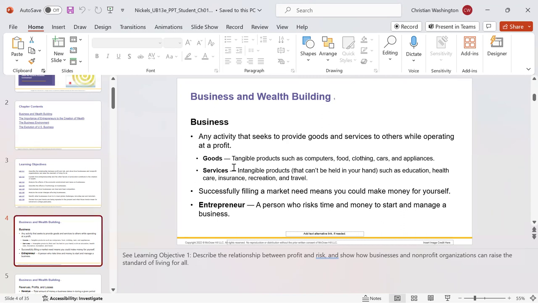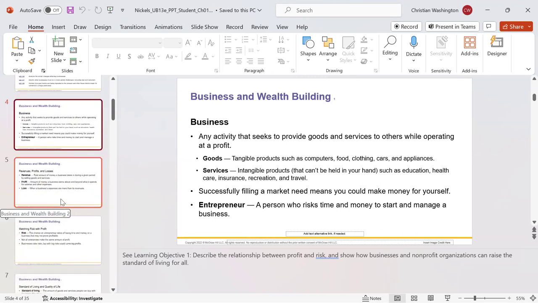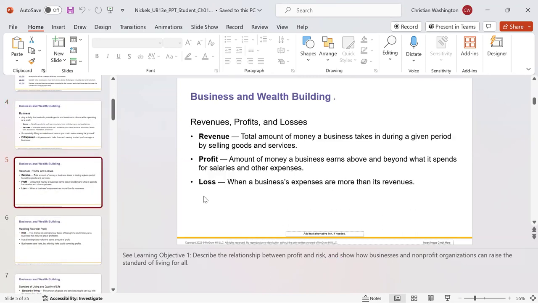Okay. So it's goods or services. An entrepreneur is someone who risks time and money to start and manage a business. Okay, that's their definition. Go by the book's definition, right? What's an entrepreneur? What's a business? They sell goods and services, operate at a profit. Just remember those definitions because that's the stuff you'll see on the exam, right? And a lot of it's pretty common sense.